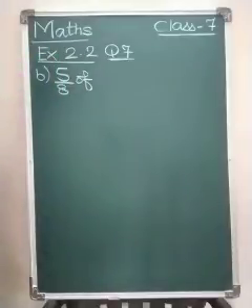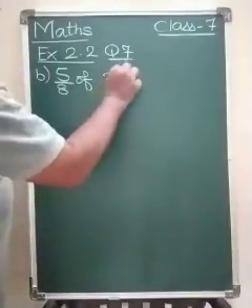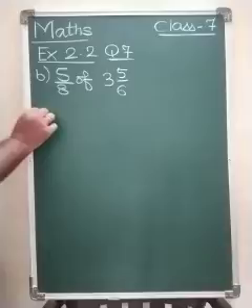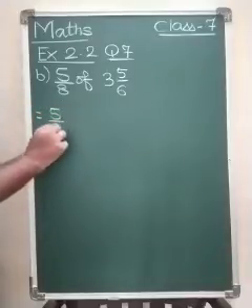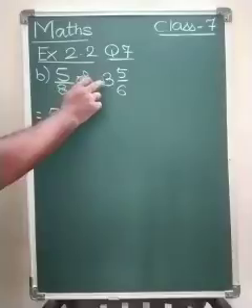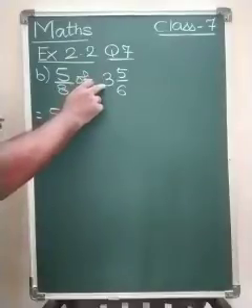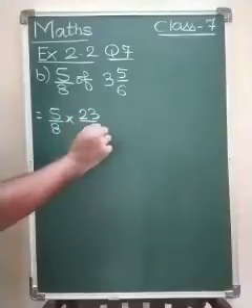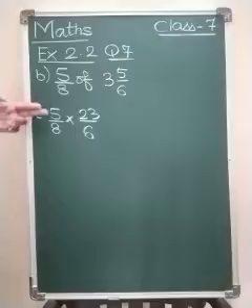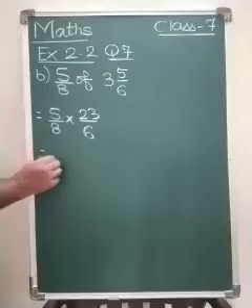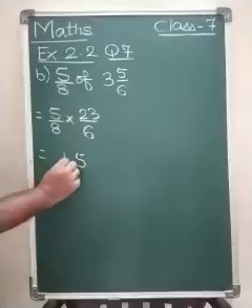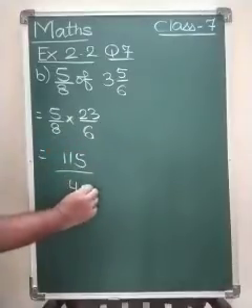5 upon 8 of 3 5 upon 6. Same thing, 5 upon 8 multiplied by 6 3s are 18, 18 plus 5 is 23, 23 upon 6. Done. No common factors between 5 and 8, 23 and 6, 5 and 6, 8 and 23. Multiply numerator into numerator. 5 3s are 15, 5 2s are 10 and 1 is 11, so 115 upon 6 8s are 48.